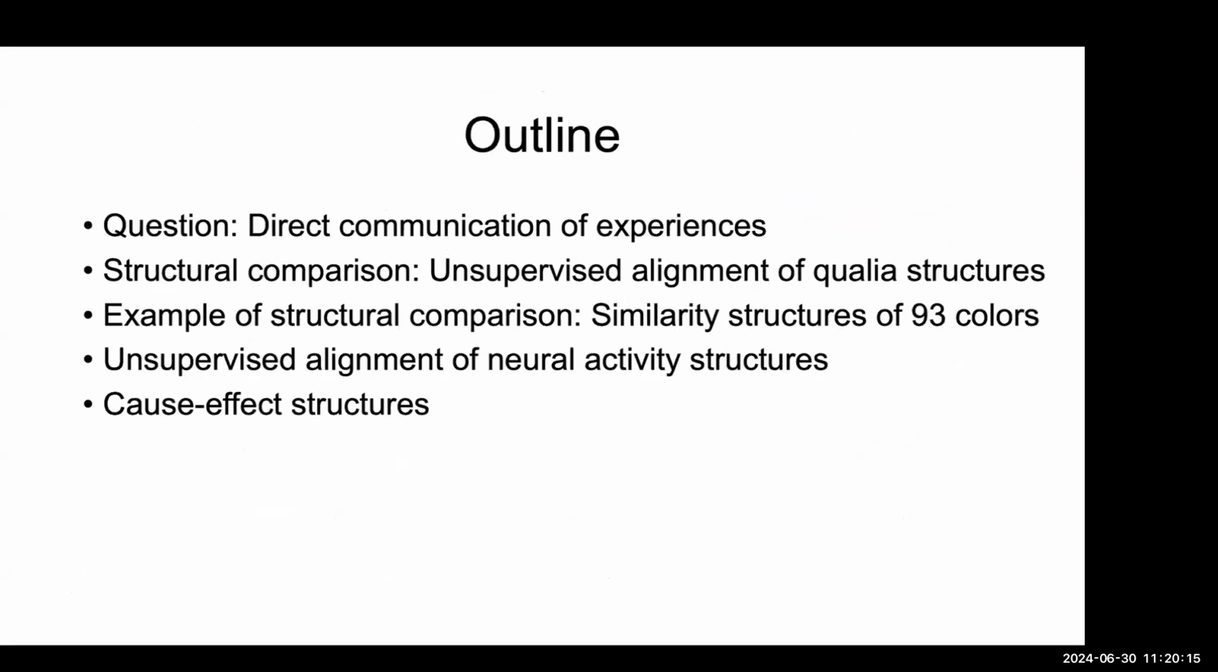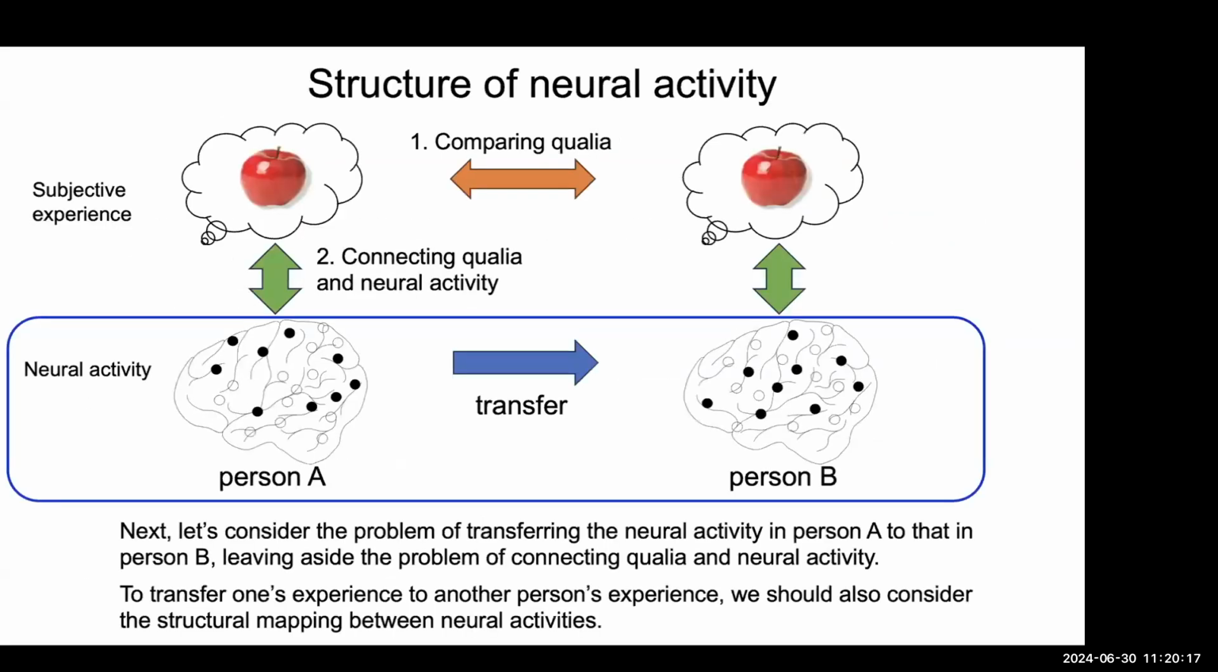Okay, so let's get back to the original question. How can we transfer one's experience to another person's experience? The remaining issue is, of course, how can we connect qualia and the neural activity? But before going there, let's consider just the problem of transferring neural activity in person A to that in person B. So I would argue that to transfer one's experience to another person's experience, we should similarly consider the structure mapping between neural activities.